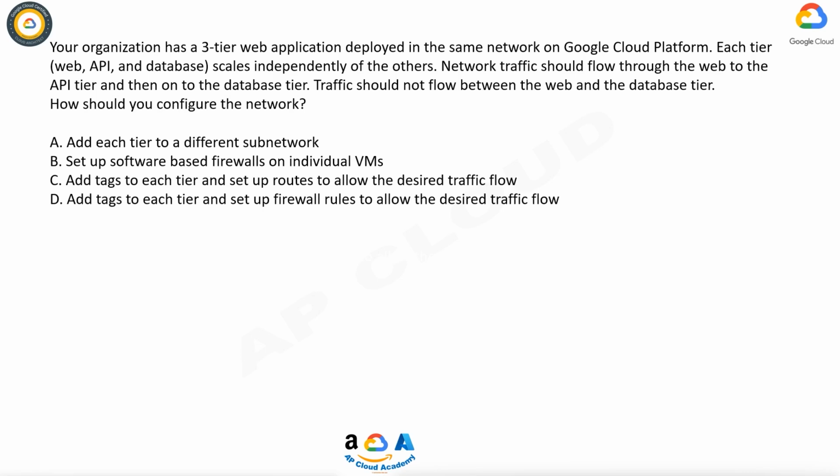A. Add each tier to a different subnetwork. B. Set up software-based firewalls on individual VMs. C. Add tags to each tier and set up routes to allow the desired traffic flow. D. Add tags to each tier and set up firewall rules to allow the desired traffic flow.